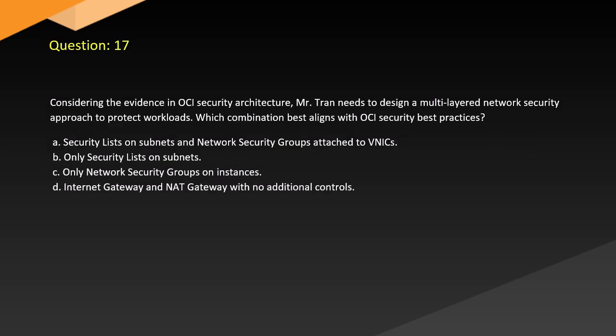Question 17. Considering the evidence in OCI security architecture, Mr. Tran needs to design a multi-layered network security approach to protect workloads. Which combination best aligns with OCI security best practices? A. Security lists on subnets and network security groups attached to VNICs. B. Only security lists on subnets. C. Only network security groups on instances. D. Internet gateway and NAT gateway with no additional controls.